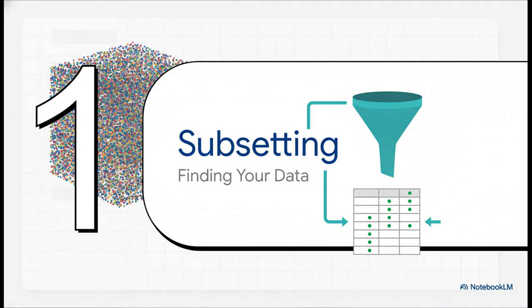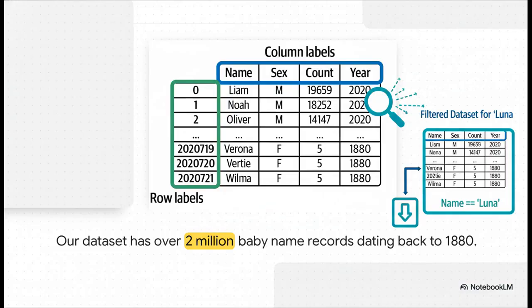Okay, so our first task is to find the needle in the haystack. When you're dealing with massive data sets, you can't just scroll through and find what you're looking for. It's pretty much impossible. We need to tell the computer exactly what we want. This whole process of zeroing in on specific data is called subsetting. And when I say massive, I'm not kidding. We are looking at over 2 million individual records of baby names here. This data goes all the way back to 1880. Trying to find anything in here by hand would be a total nightmare. We need a really precise, almost surgical way to pull out only the records for the name Luna.